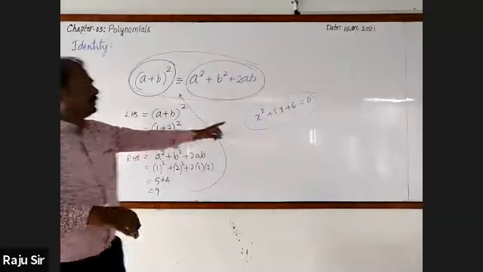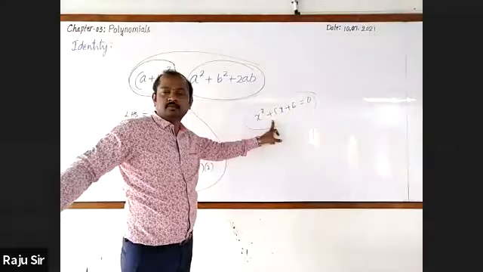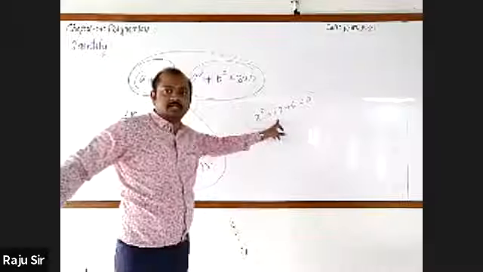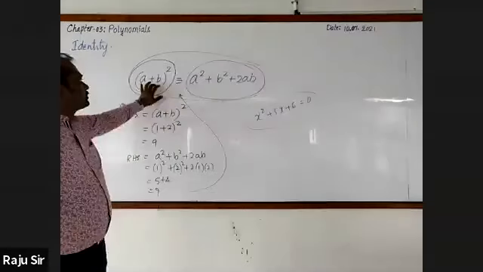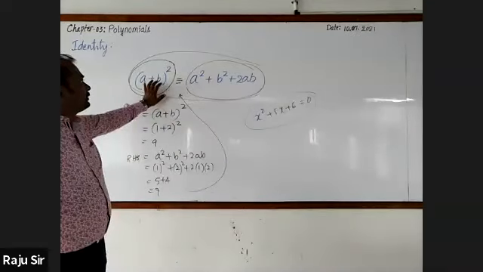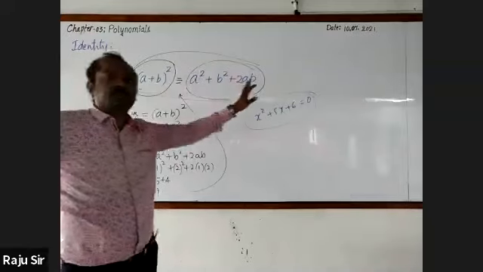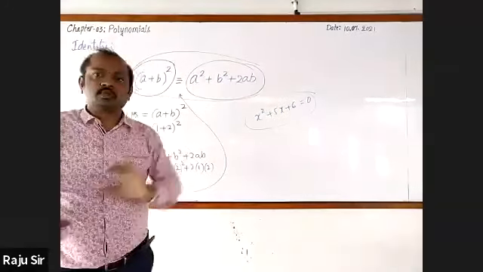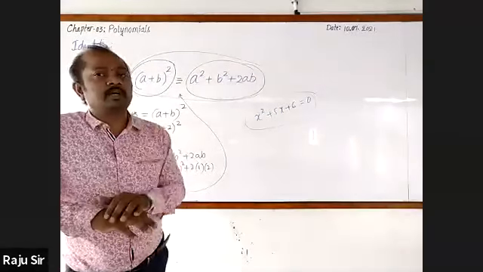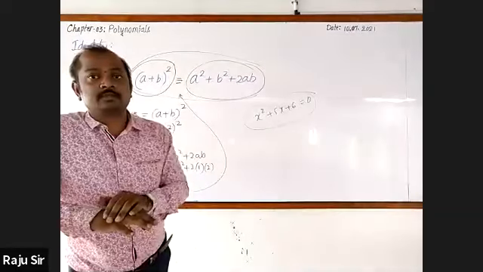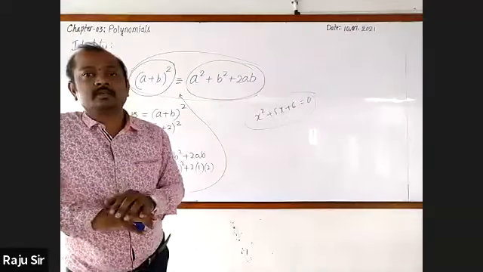Listen. x square plus 5x plus 6 equal to 0 is an equation. Even (a + b) whole square equal to a square plus 2ab plus b square is also an equation. But do you consider all equations as identities? No, sir.